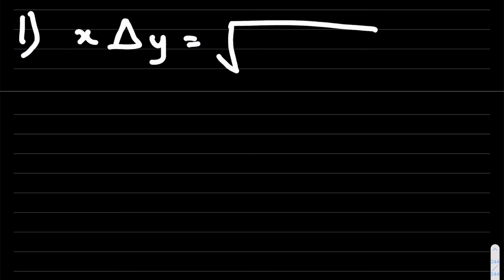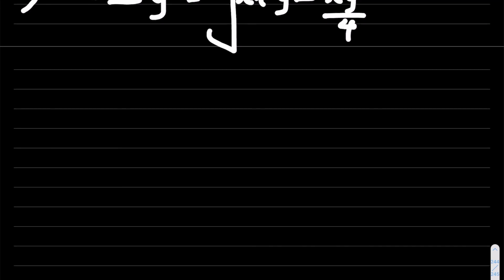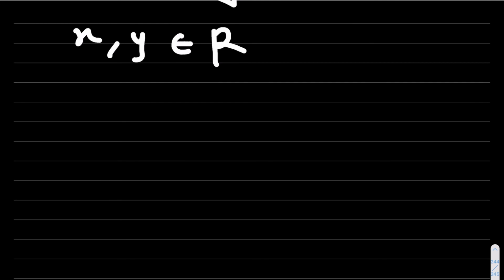Number 1. A binary operation delta, this is a symbol of a binary operation, is defined on the set of real numbers R by x delta y equals the square root of x plus y minus xy over 4, where x and y are members of R. Find the value of 4 delta 3.